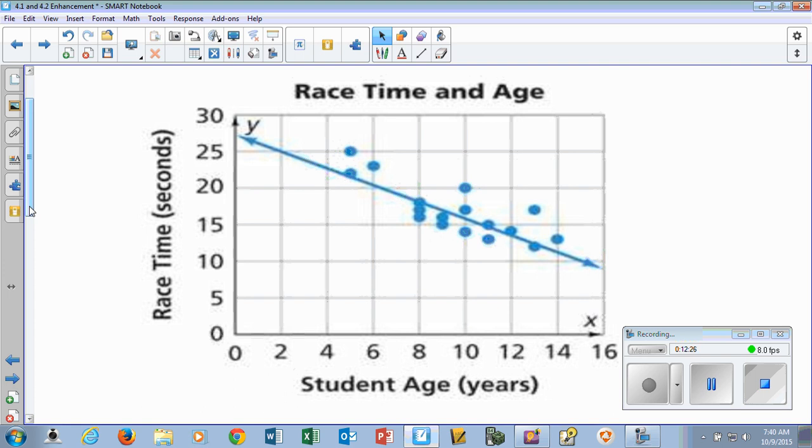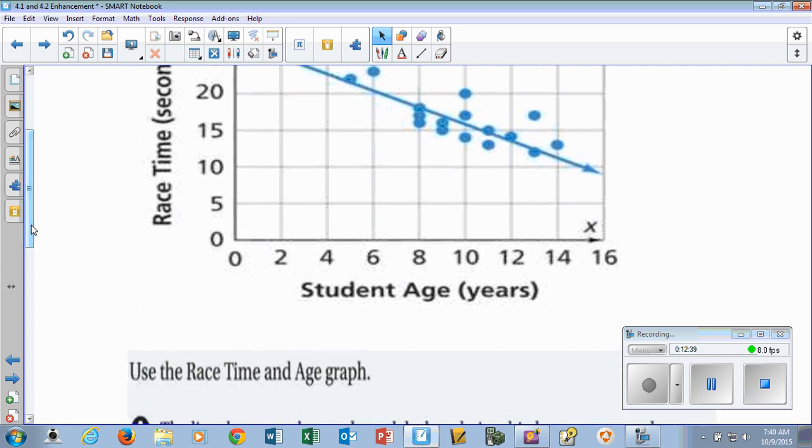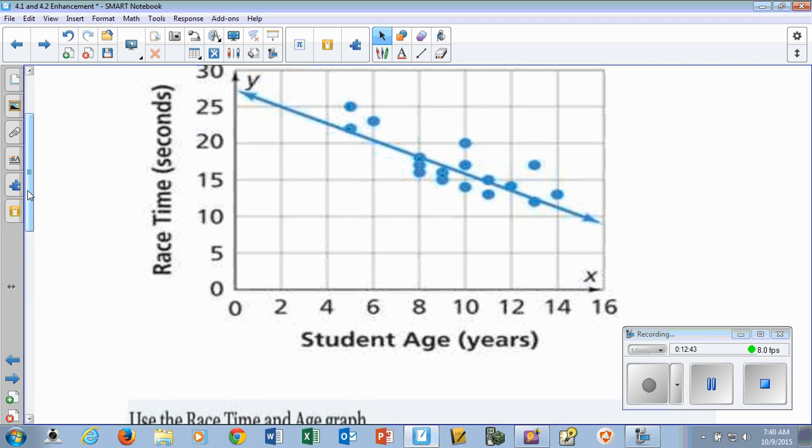So again, they're trying to make a linear model for predicting purposes when you're dealing with a scatter plot, which is not precise. All right, so their first question asks you, what is the approximate slope of the line? So we're looking for a couple points that kind of hit the line pretty good here. And we got this point here.